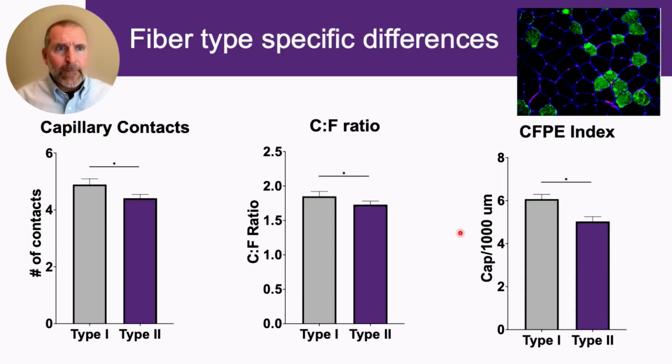This is important because not all muscles are the same, and capillarization will be somewhat influenced by the fiber type of the muscle. But we also know that individuals have different levels of fiber type, and that fiber types do play a role in health and disease risk. And so perhaps the fiber type specific differences in capillarization feed into that.